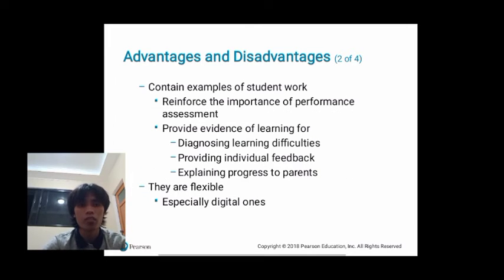Contain examples of student work. Reinforce the importance of performance assessment. Provide evidence of learning for diagnosing learning difficulties, providing individual feedback, explaining progress to parents. They are flexible also, especially digital ones.